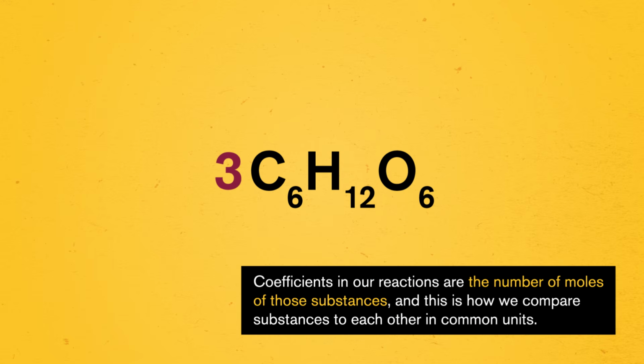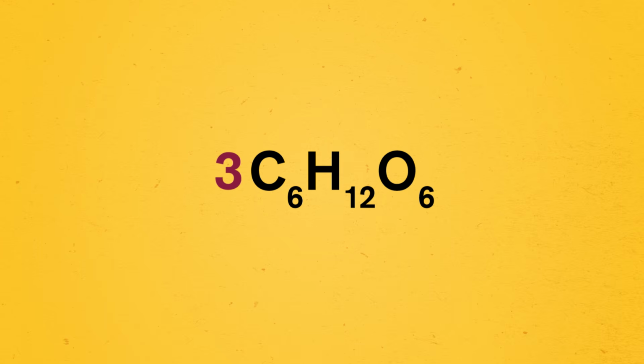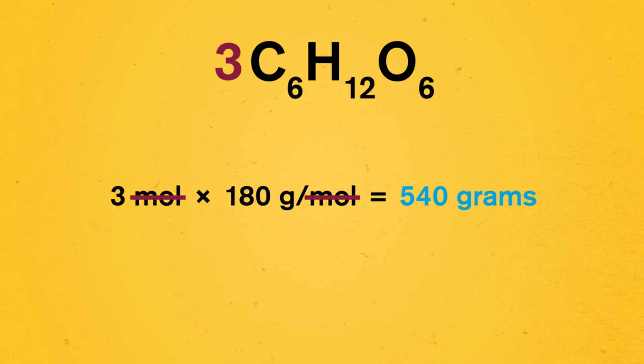Coefficients in our reactions are the number of moles of those substances, and this is how we compare substances to each other in common units. To find the mass of 3 moles of glucose, we'd have 3 moles times 180 grams per mole. 3 times 180 is 540. And since we're multiplying grams per mole by moles, we can cancel moles out of our equation. That leaves us with just 540 grams.